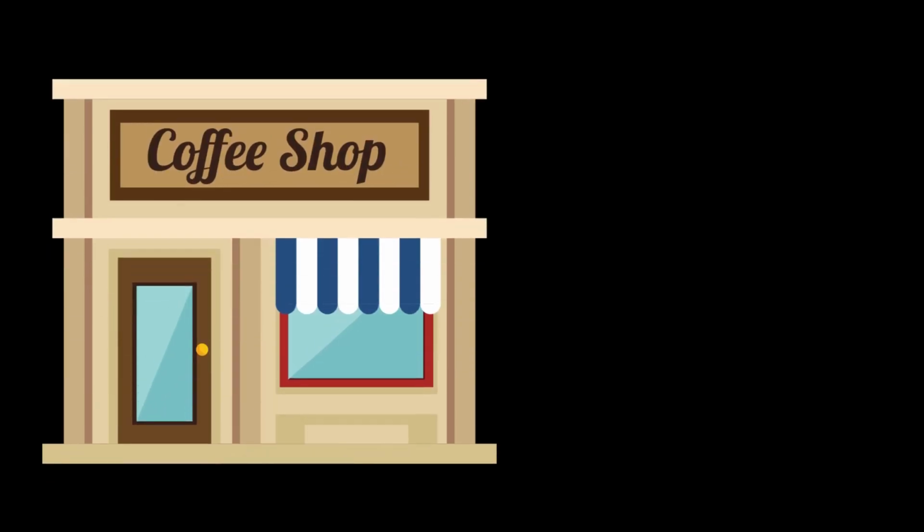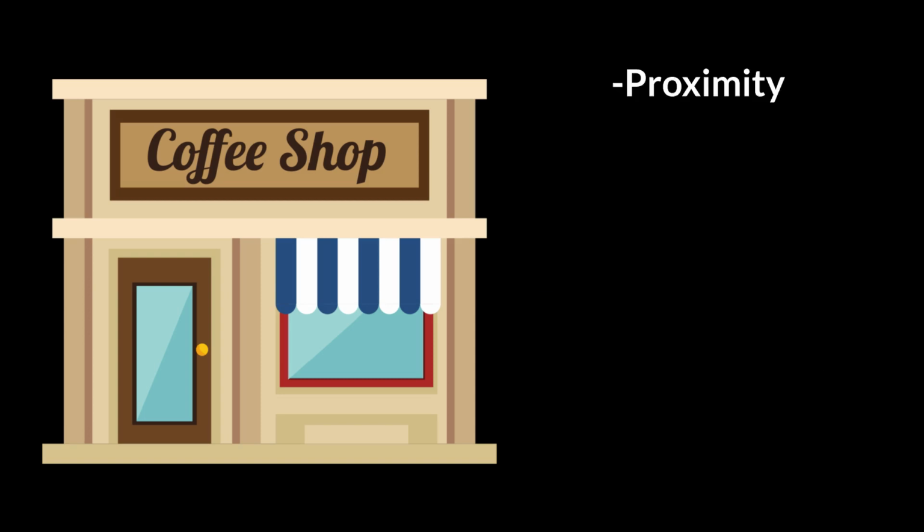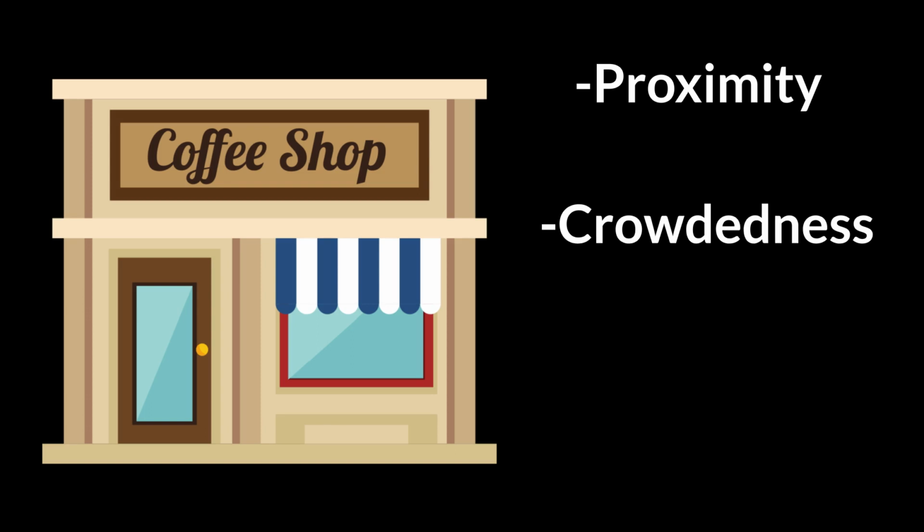Let's take an example to better understand how perceptrons work. Assume you want to use a perceptron to decide whether to go to a coffee shop or not. The data you may need to make that decision can be: how close is the coffee shop to your place? How crowded is the coffee shop? And is it expensive or not?